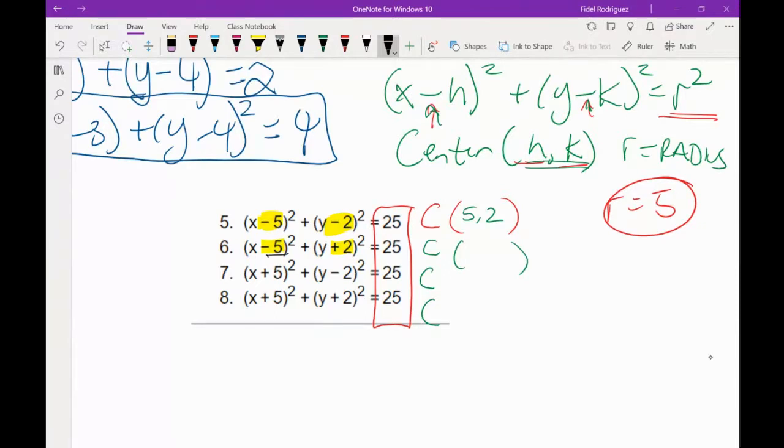Remember, we're going to change these signs. 5 and -2. Excellent. And we'll do the same thing for these over here. So this center will be -5 and +2. And then for this one down here, the center will be -5 and -2, right?